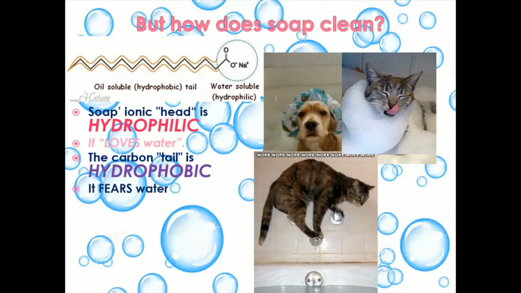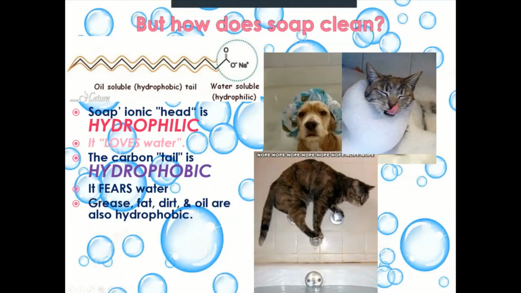All right. This is a question on the test. I'm always amazed people, you want to get this one right. All right, Philadelphia was the city of brotherly love. And so philic means love. Grease, fat, dirt, oil are hydrophobic.